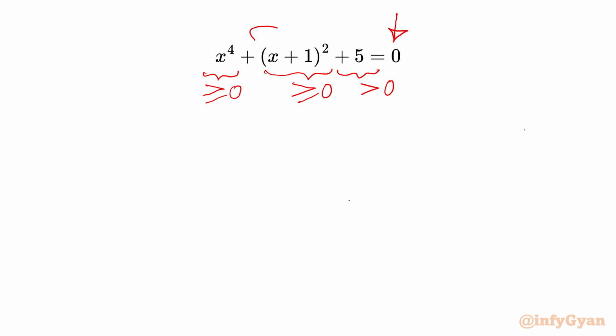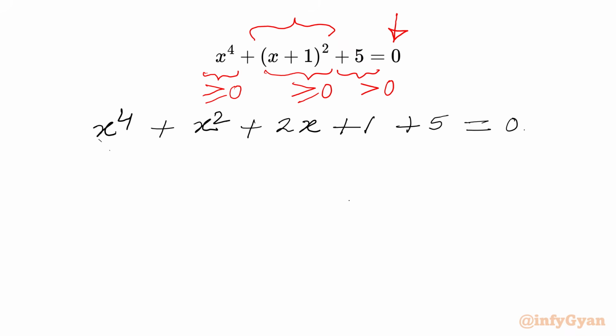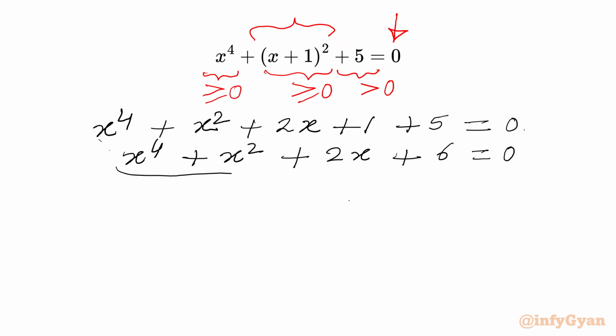Now we have to expand x plus 1 whole square. Let's expand. Equation will become x power 4 plus x square plus 2x plus 1 plus 5 equal to 0. Or we can write x power 4 plus x square plus 2x plus 6 equal to 0. Now we will write this quartic expression in terms of two quadratic factors.